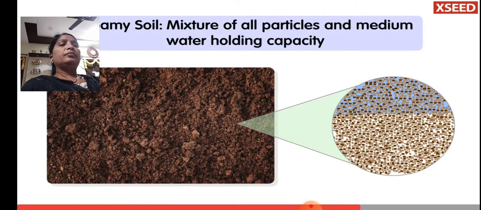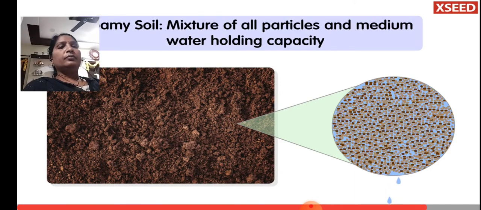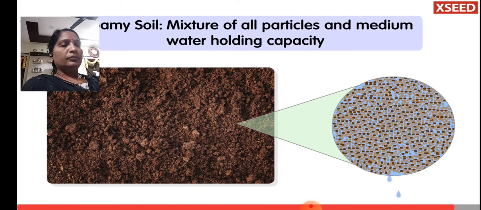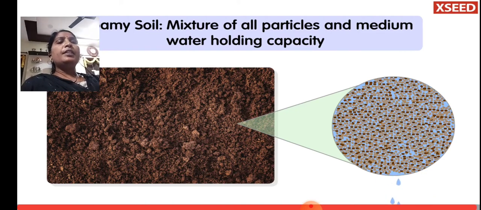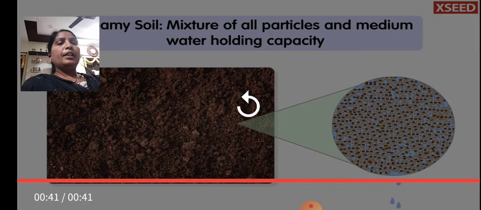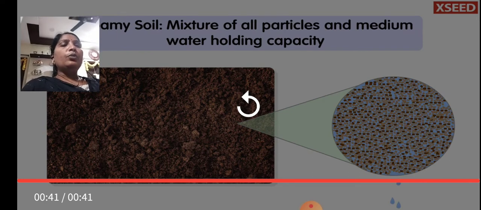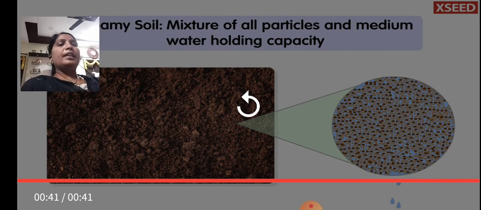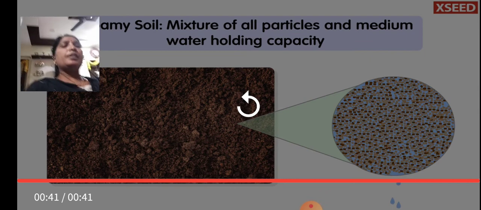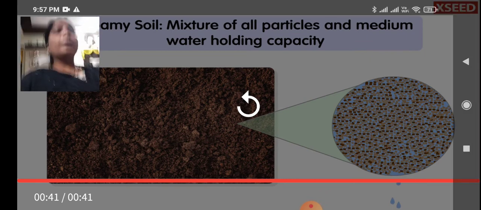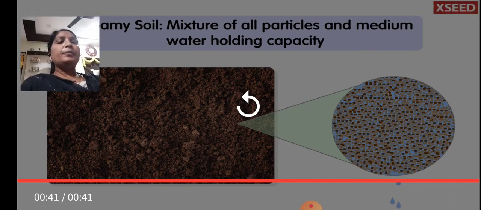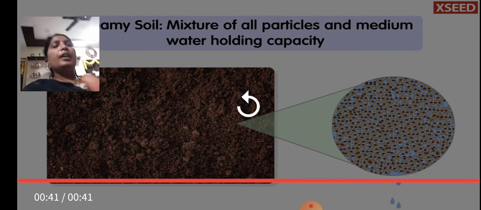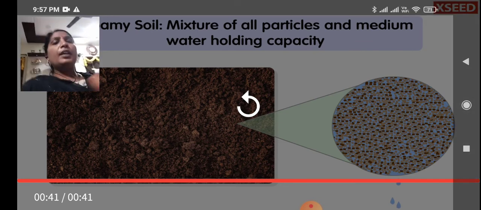Loamy soil is a mix of sand, silt, and clay particles. It has medium water holding capacity but is very fertile. Yes, children, it is so fertile. Fertile means good for growing plants. It has enough amount of nutrients and is good for growing plants. Understood? And then how are these soils formed?